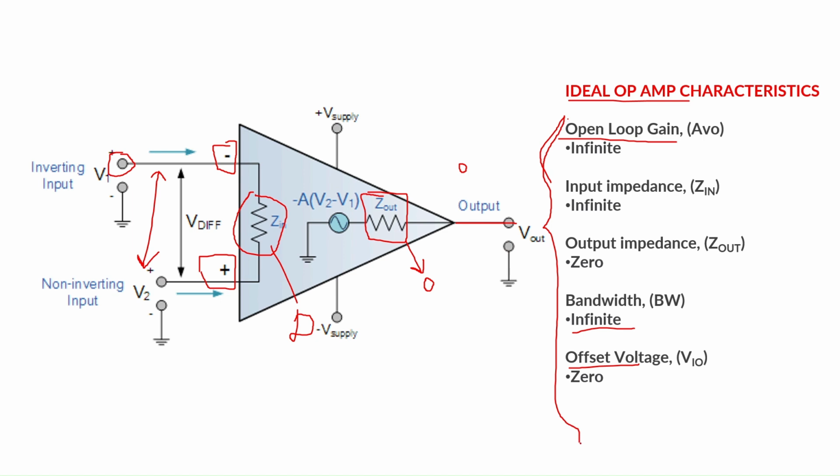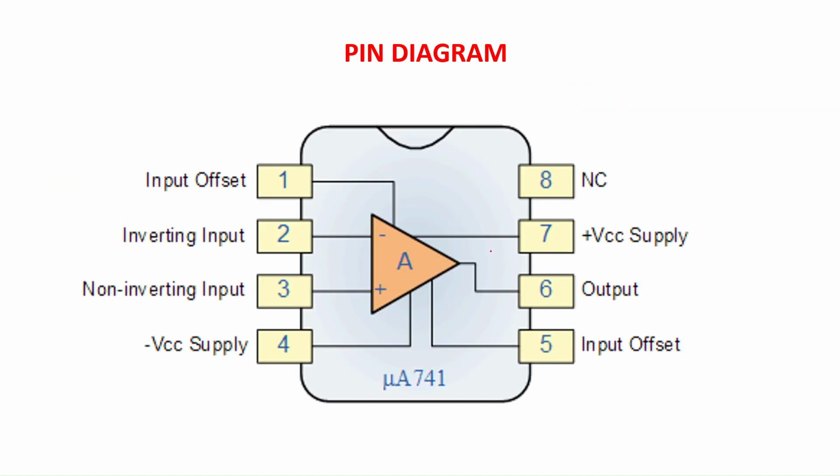This is the pin diagram for an operational amplifier. It has 8 pins. This notch is used to find the first pin. If the connection is given to the wrong pin, then this IC will be burned out and could not be used for further applications. So this notch is used for finding the first pin of any IC.